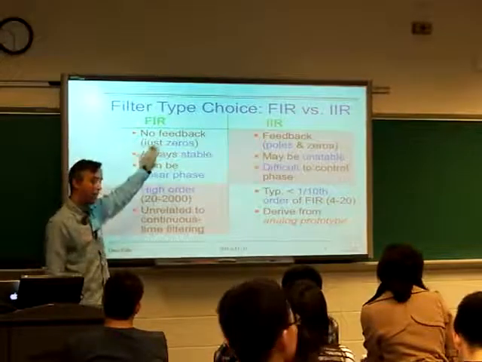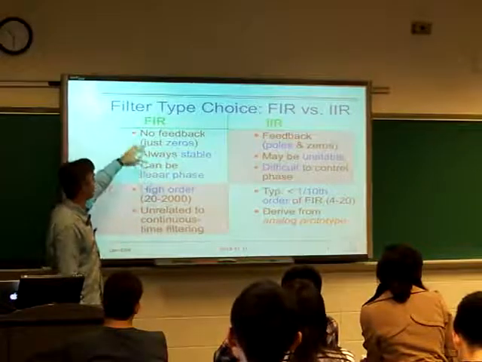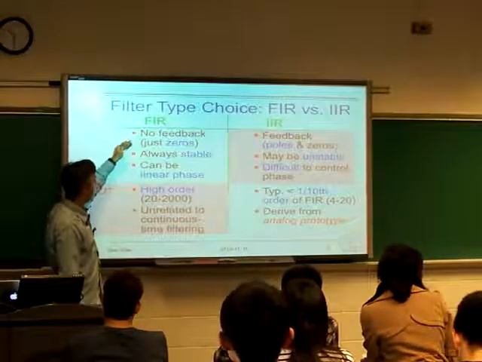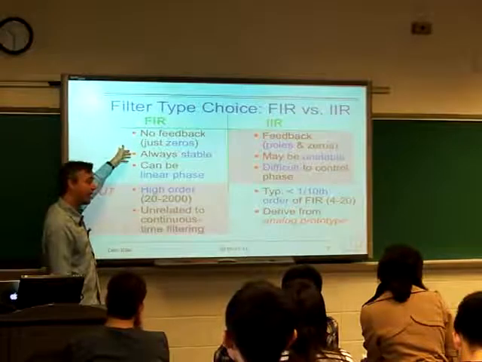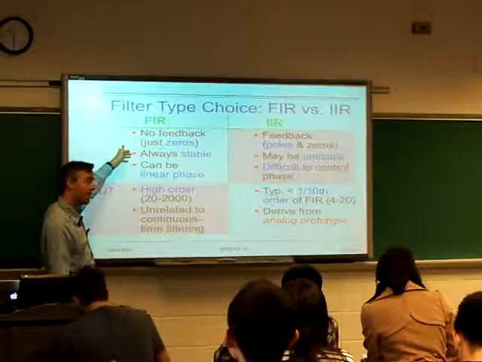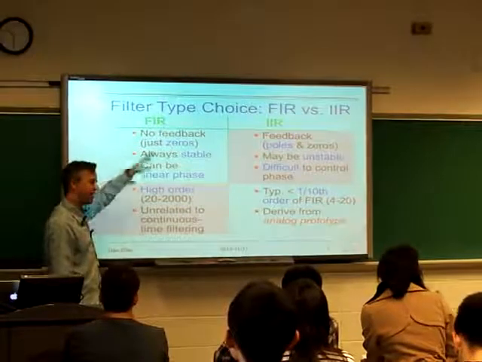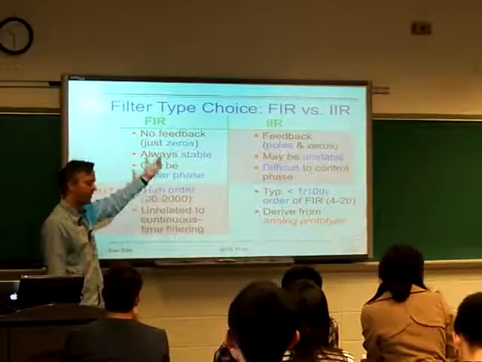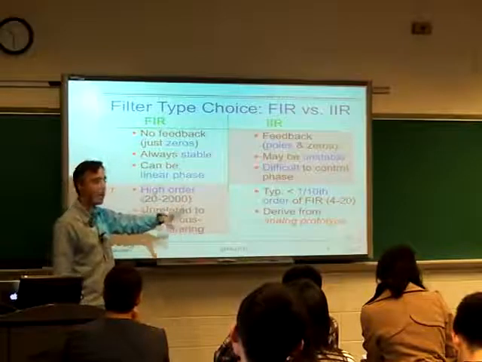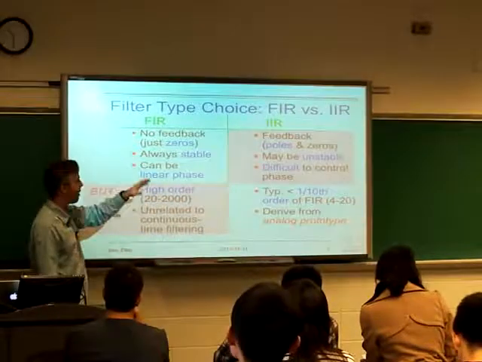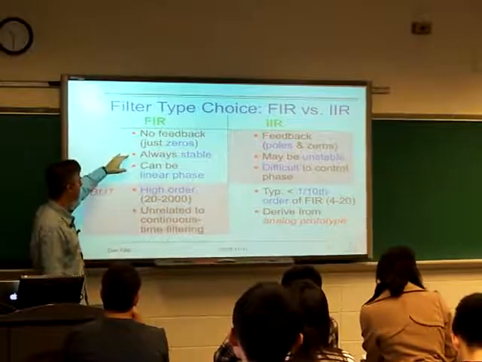They only have feed-forward components. They have no feedback. As a result, they're always stable, because instability only comes from poles. If there are no poles, then there's no opportunity for instability, right? Because you're just feeding stuff forward. So you put some energy in, eventually it'll fall out the bottom of your delay line, and so your output is going to go to 0 at some point.